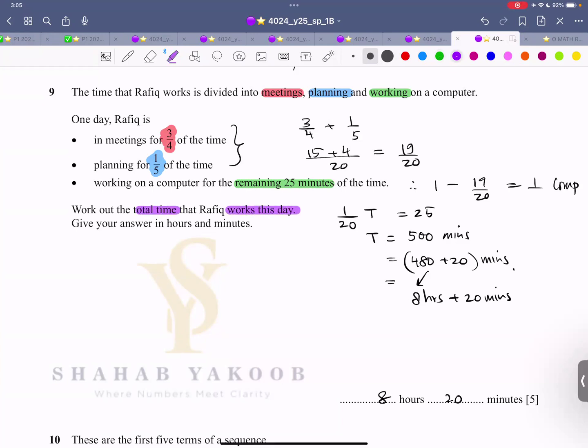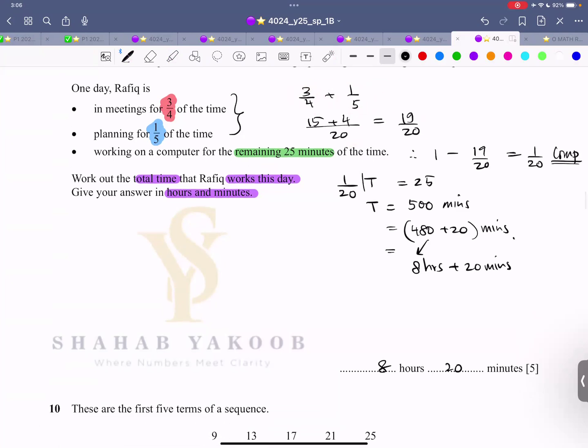So we are looking for the total. Give your answer in hours and minutes. A beautiful question regarding conversion and fractions and ratios. The first thing I do is take 3/4 and 1/5 and add them up. That's 19 over 20. How much of the time remains in fraction? That is 1 over 20. That's working on the computer.